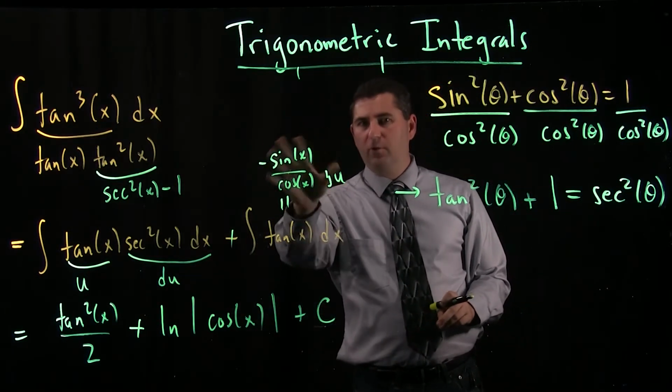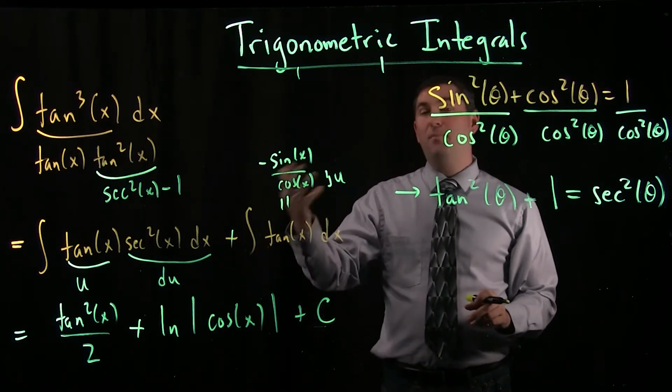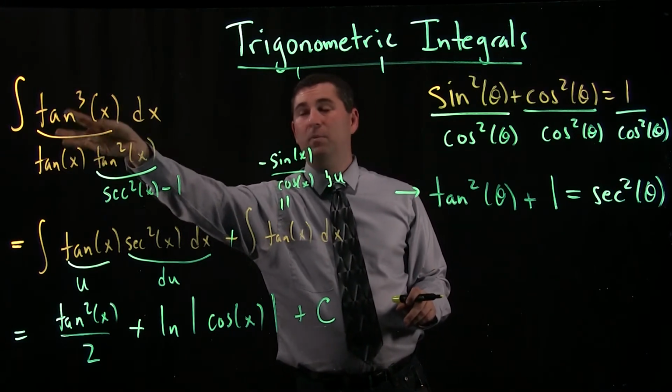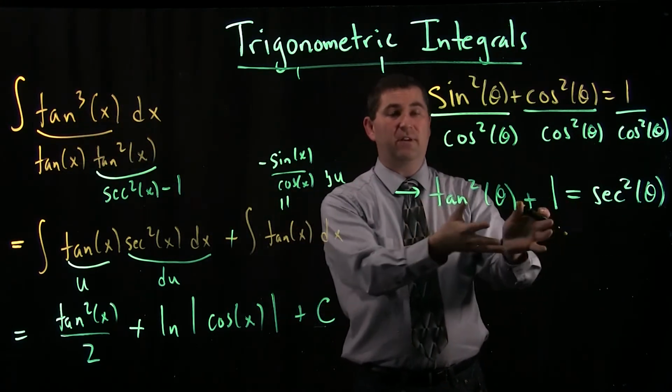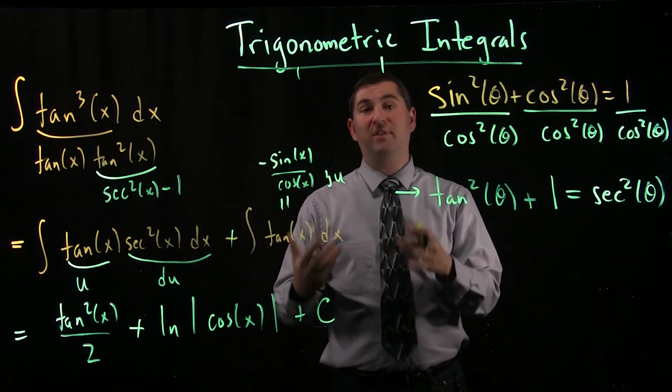Okay, so there's a few little substitutions in here. That's not too bad to work out. But the important thing is from the beginning, it really wasn't clear how to handle a cube of a tangent function. But using this trigonometric identity, we quickly were able to break it up into two much simpler integrals.